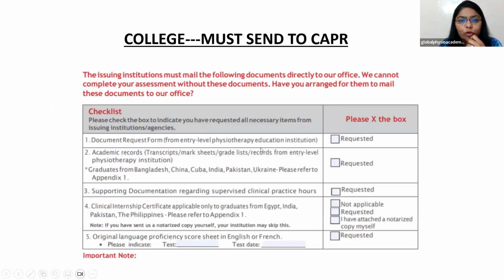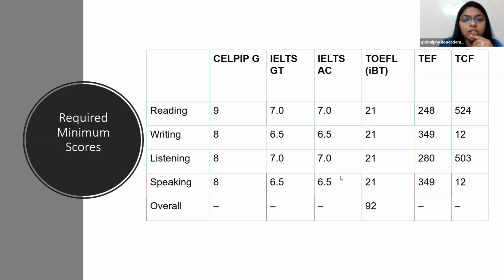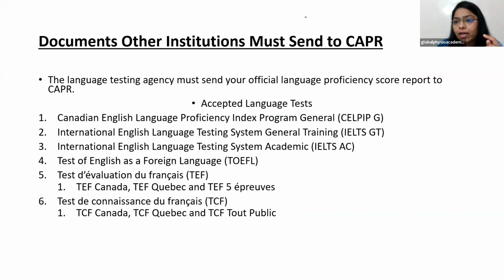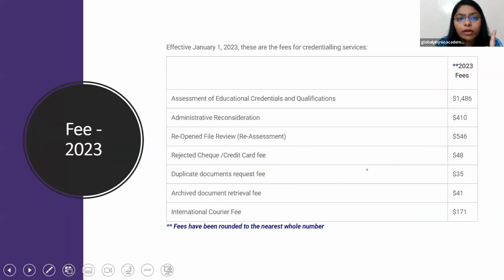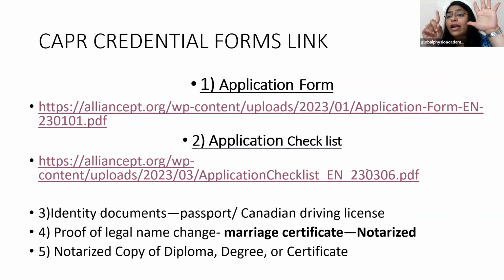I already gave you the idea about the checklist. So this is your checklist, and the college has to do it. Now, the student: application form, checklist, identity document, name change, notarized copy of the degree certificate, and credit card information or check. Without these, your process is not started. So these are your five things.